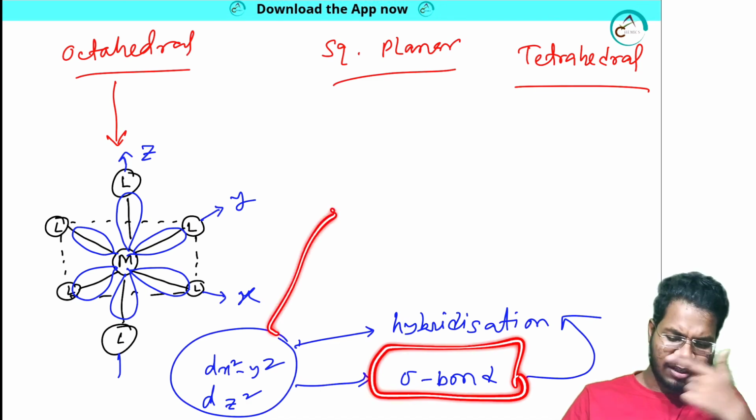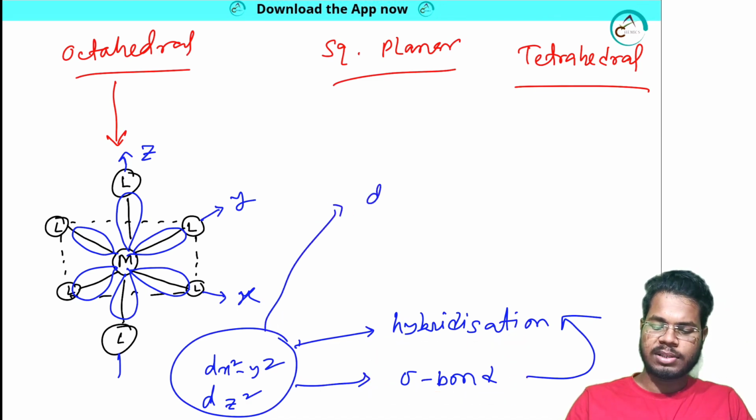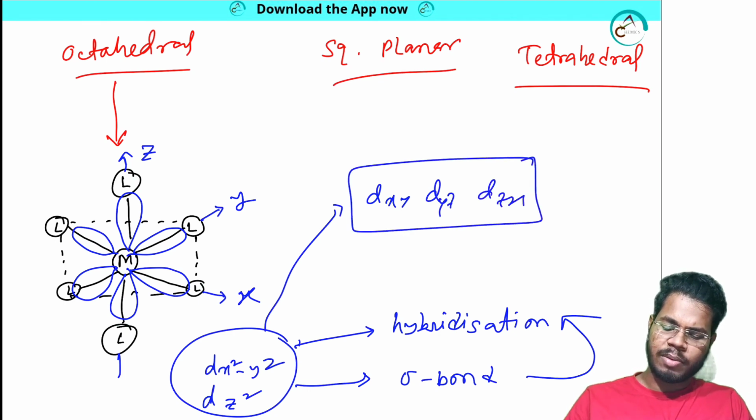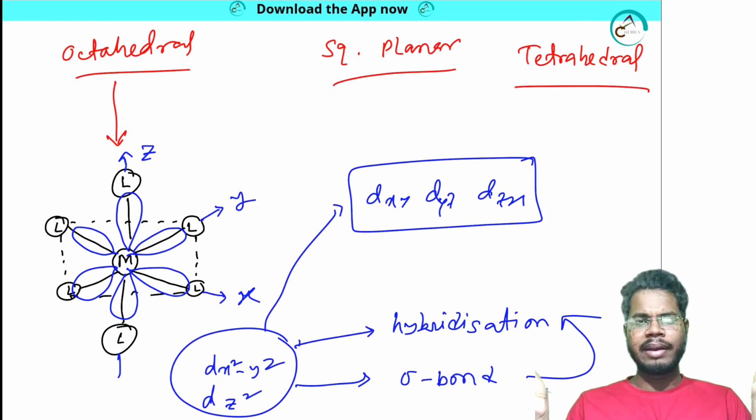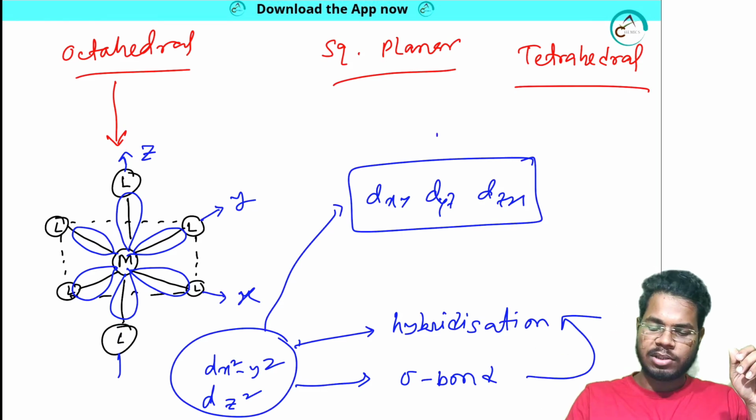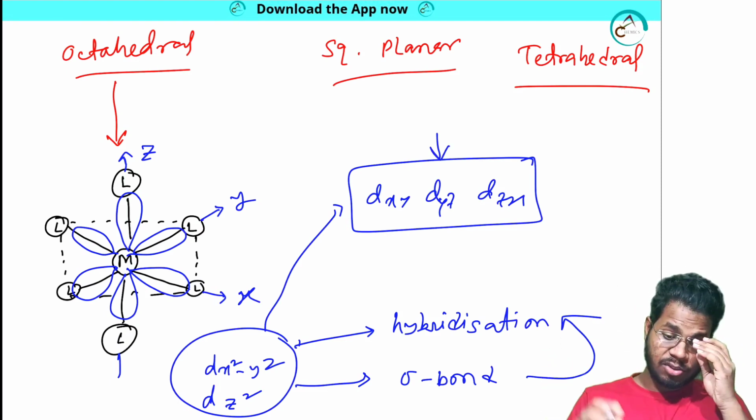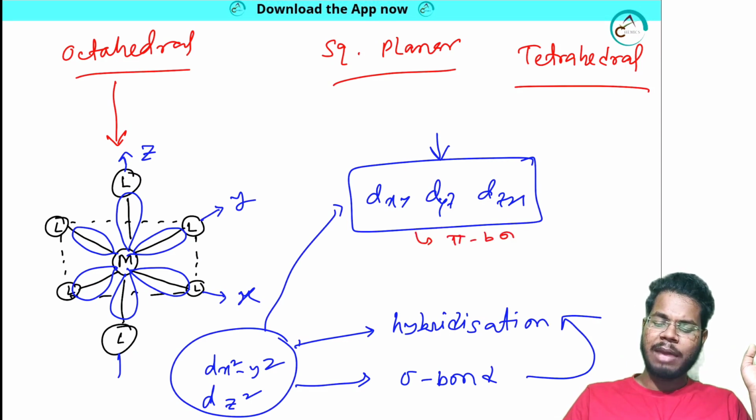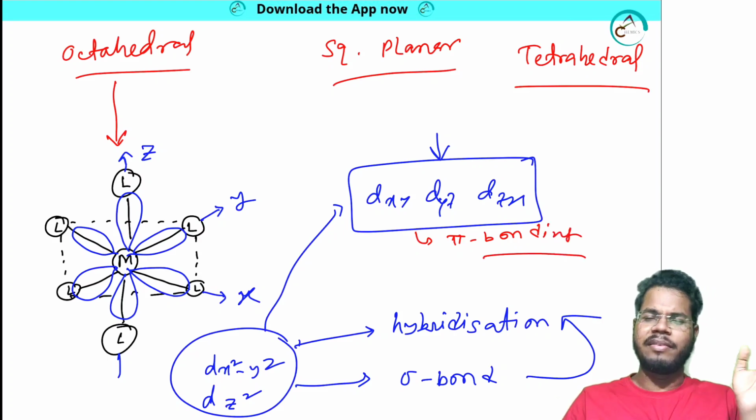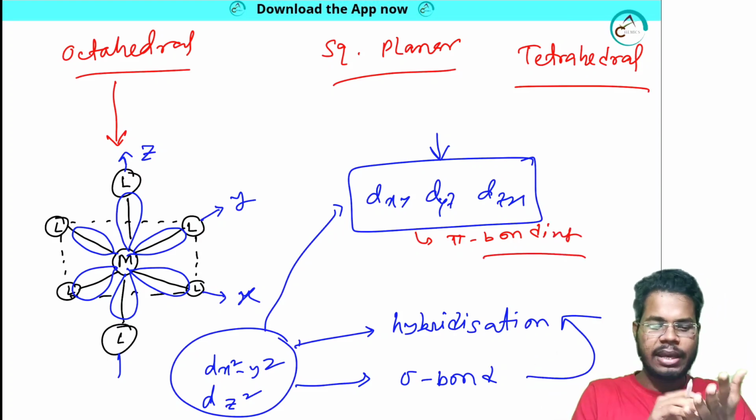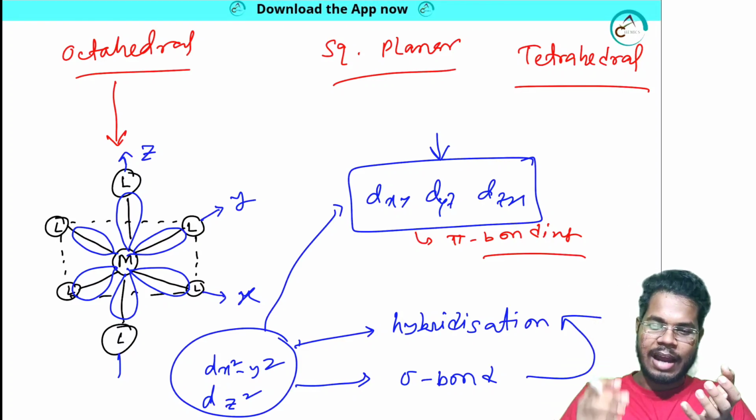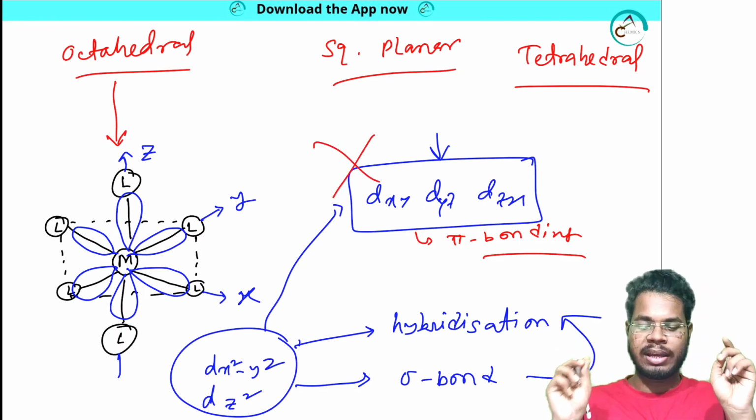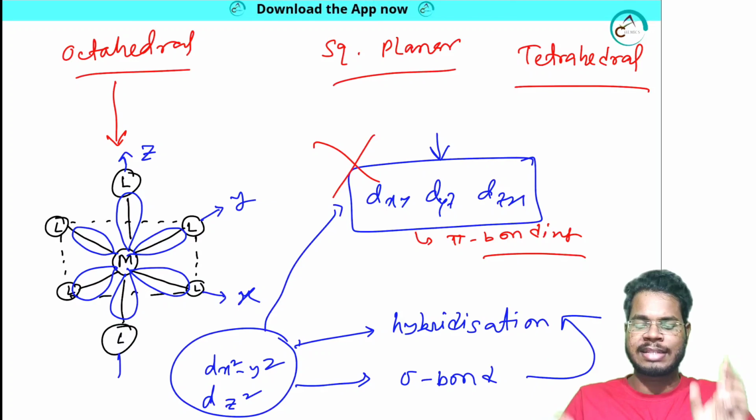For the other, left-over orbitals, for example dxy, dyz, dzx, should these orbitals never interact with the ligand? Actually no, sometimes they may participate in pi bonding or pi interaction, but those are rare. And in case of VBT, which is hybridization related, we won't consider any kind of pi bonding, so we won't consider it, only sigma bonding, when we are discussing the octahedral system.